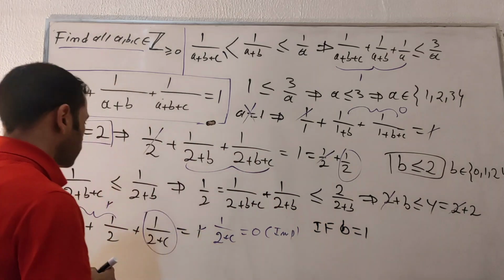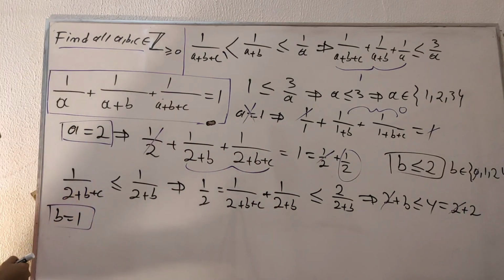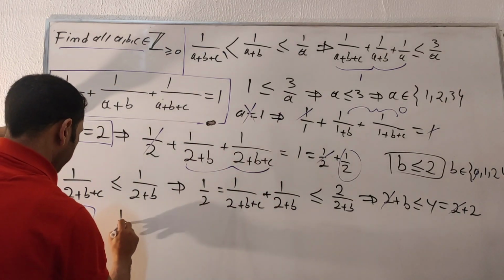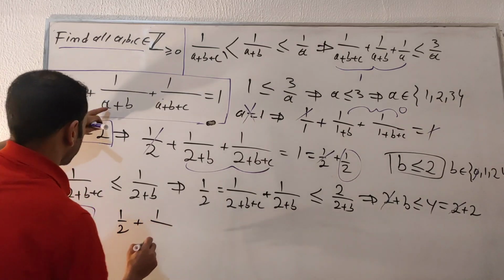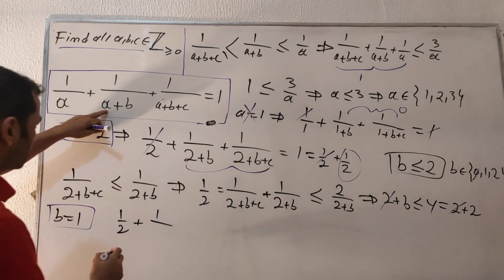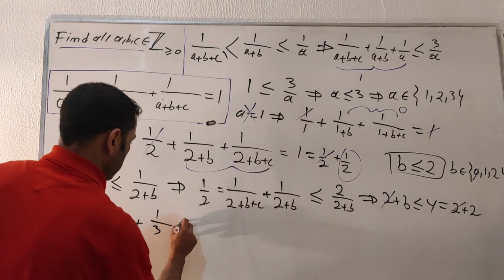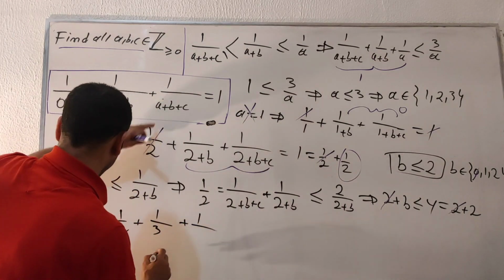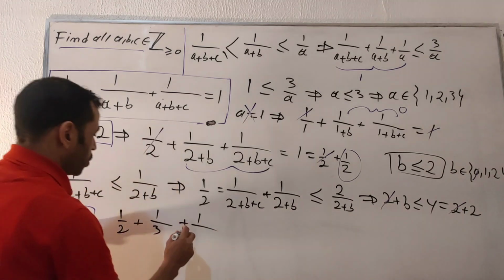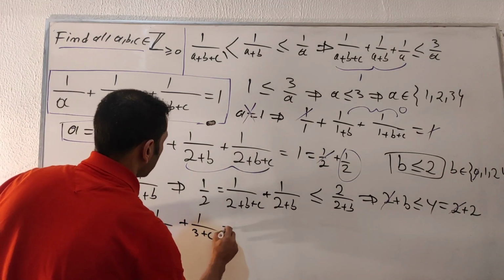Let's check if b equals 1, still considering a equals 2. I get half plus 1/(2+1), which is 1/3, plus 1/(2+1+c), which is 1/(3+c), equals 1.